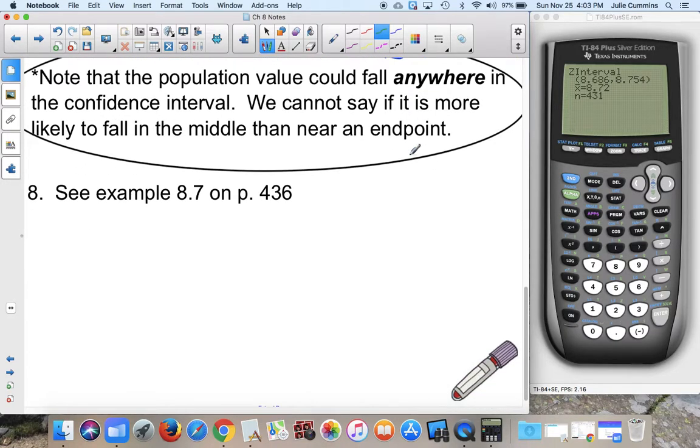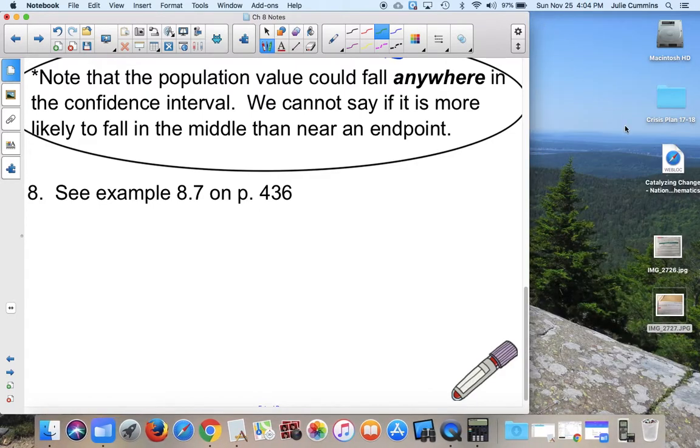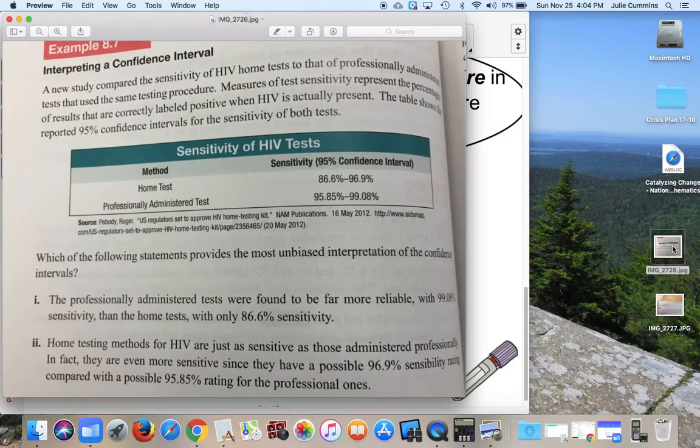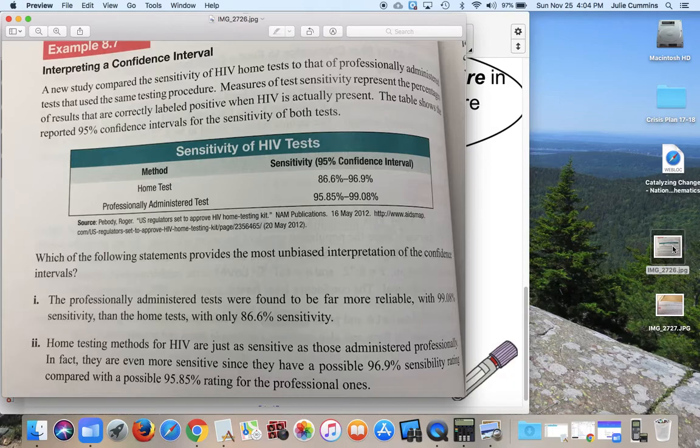All right, our next one, we want to see example 8.7 in our book. I took a picture of this because I don't have the book right here. Here it is, okay? So we have a study comparing the sensitivity of HIV home tests to that of professionally administered tests, same testing procedures. And then this confidence interval shows the correctly labeled positive when HIV is actually present. So if you take an HIV test and it says it's positive, you want that to be correct. So this is the confidence interval for that. So this is the sensitivity.